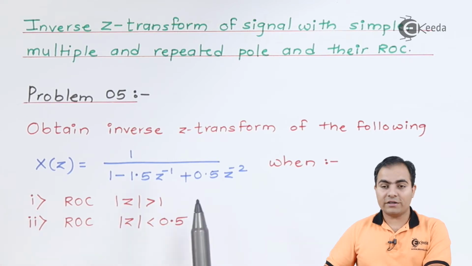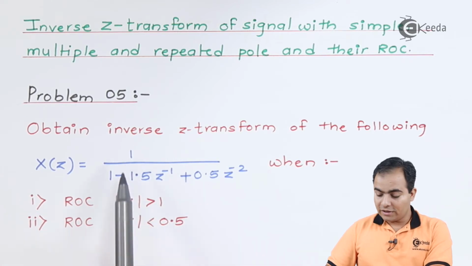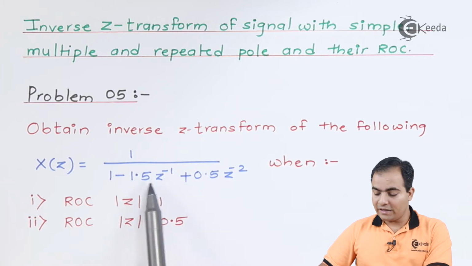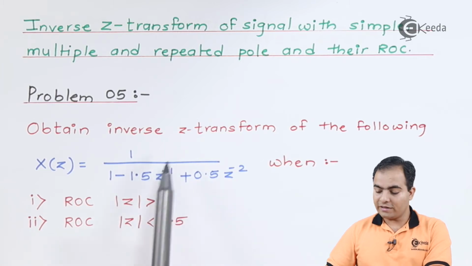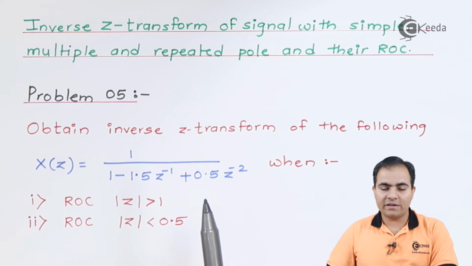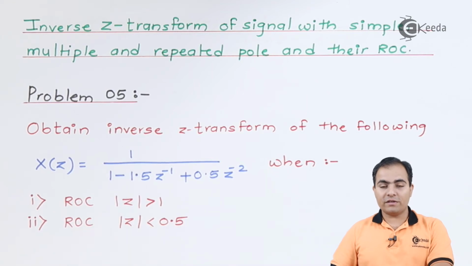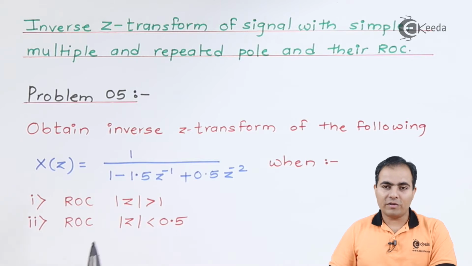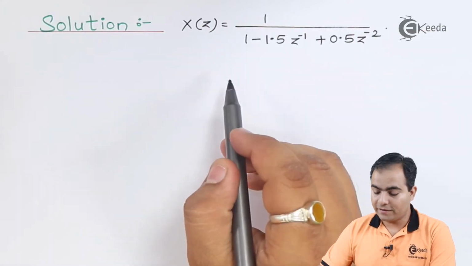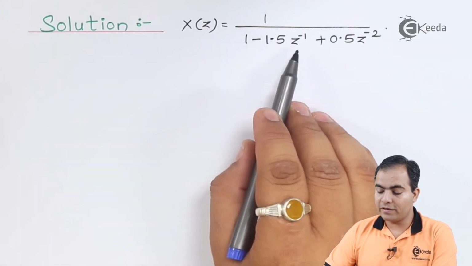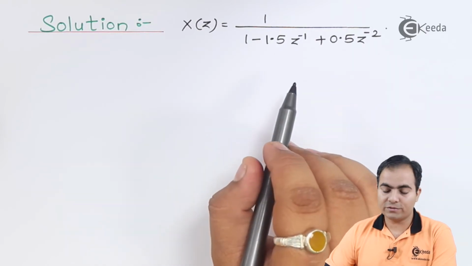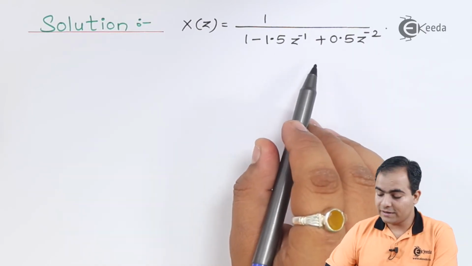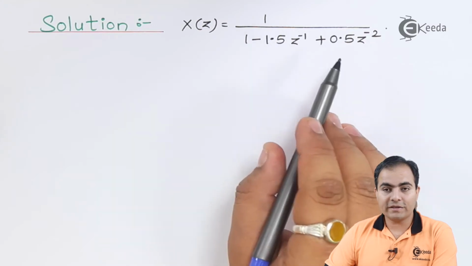But first of all, as I told you, in the question all the z's are present in inverse format, so we can write this equation in a normal z. How? First we'll go through the solution, then you can understand how to convert it into a normal z. Now the x of z is given, which is 1 upon 1 minus 1.5 z inverse plus 0.5 z raised to minus 2. So first of all, we'll write this whole equation in normal z.